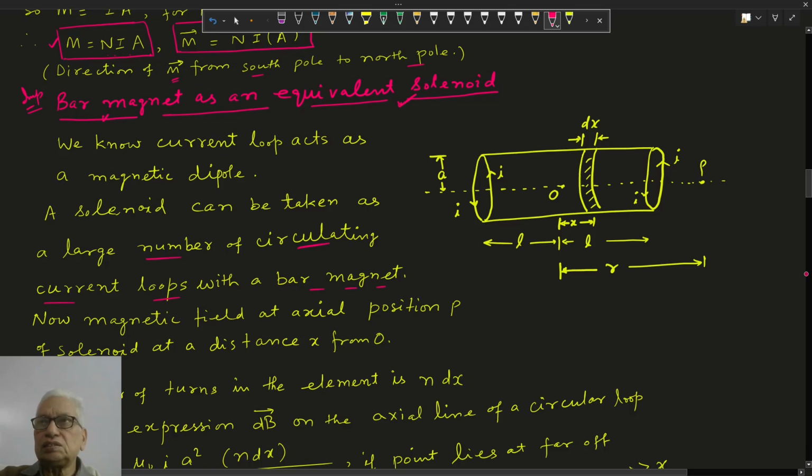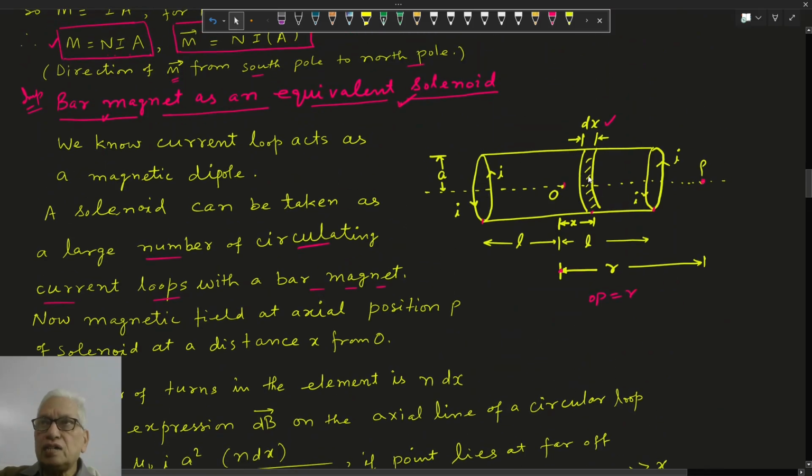Let this be the elemental portion of thickness dx. Current I is flowing here. It is at a distance of x from the center. The total length of this solenoid or bar magnet is 2l. We are interested in finding the magnetic field at point P at a distance of r from the center. So OP distance equals r.